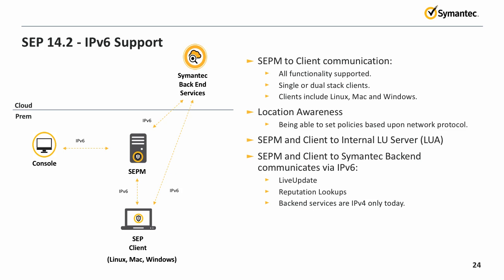SEPM and client to Symantec backend communicates via IPv6, which includes live update, reputation lookups. Backend services are IPv4 only today. IPv6 can be used in the following technologies: network threat protection, including firewall rules, built-in rules, protection and stealth, and exclusions, custom IPS, and AV and Insight.